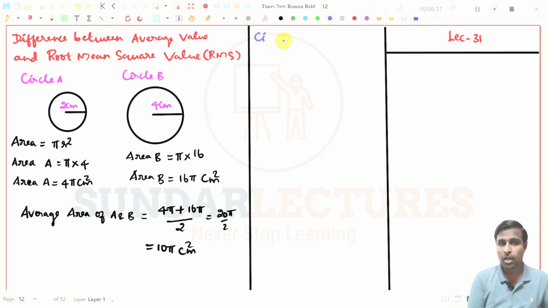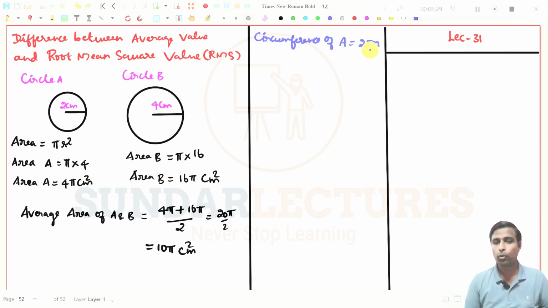So circumference of A. So what is the circumference? It is 2 pi r, right? This is the formula, 2 pi into r, that is the circumference of the circle. So for A, what is the r here? 2, right? So 2 into 2, it will be 4 pi.